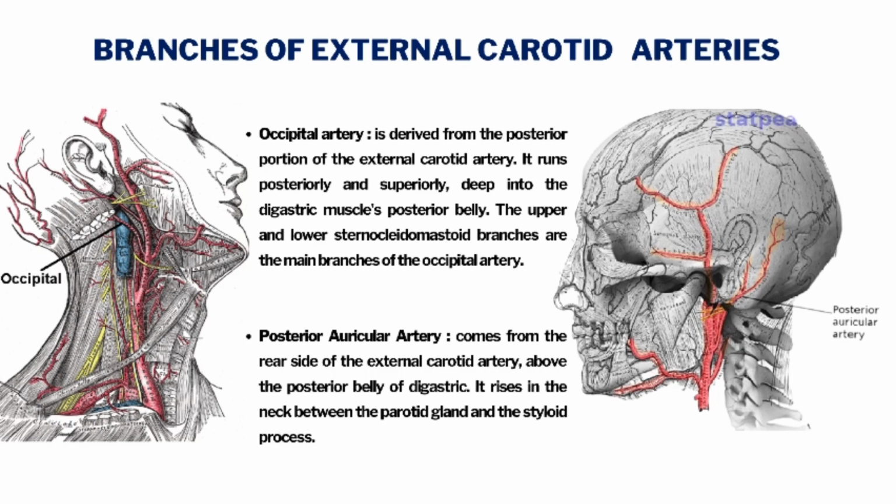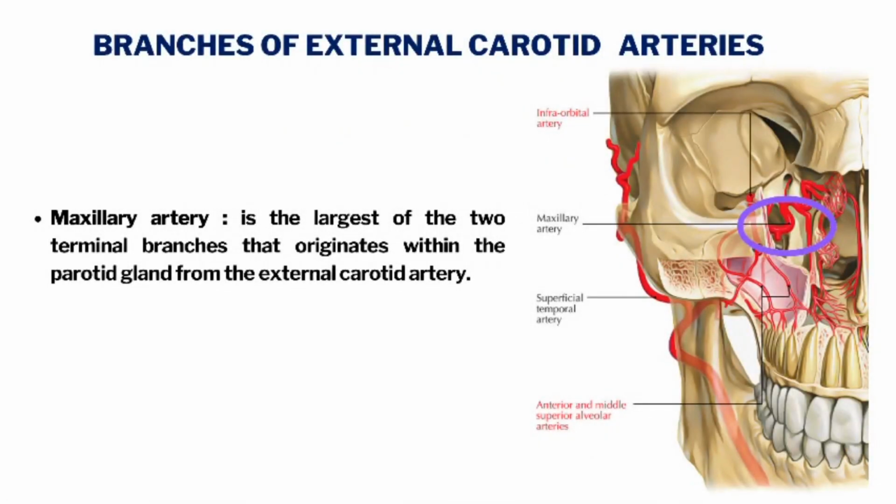It also gives origin to the stylomastoid artery, described as an indirect branch of the posterior auricular artery in about a third of subjects, which enters the stylomastoid foramen to supply the facial nerve, tympanic cavity, mastoid antrum air cells, and semicircular canals. Maxillary artery.